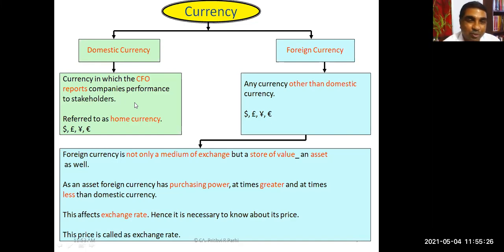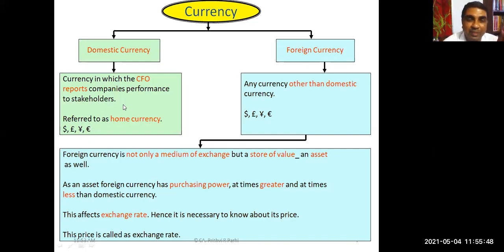Okay, let us say Nalco's balance sheet is prepared in Indian rupees. You can say for Nalco, Indian rupee is the domestic currency. So we'll refer like this. It is referred to as home currency. The domestic currency can also be referred to as home currency, and it is not necessarily Indian rupee. It can be dollar, it can be pound, it can be yen, it can be euro, it can be anything.